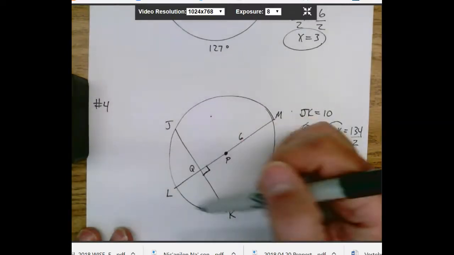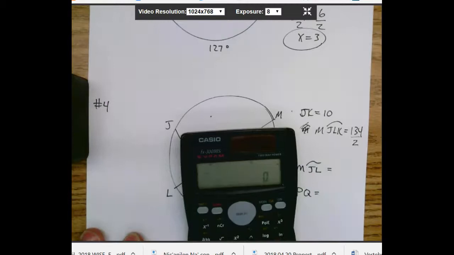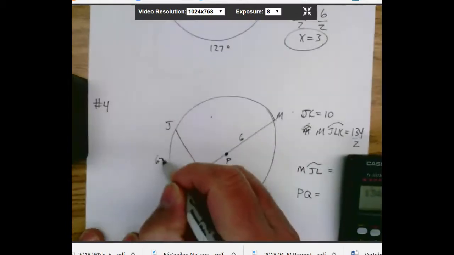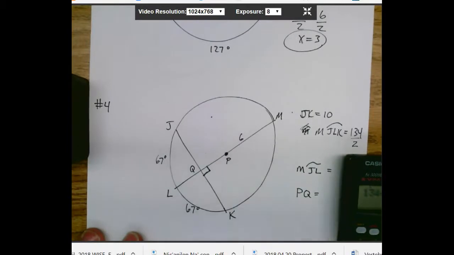We know this whole thing is 134. Just divide that by 2, because that's a bisector. It's going to cut it in 2 equal arcs. So we divide that by 2, we're going to get 67. This one's 67 degrees. And this one's 67 degrees.